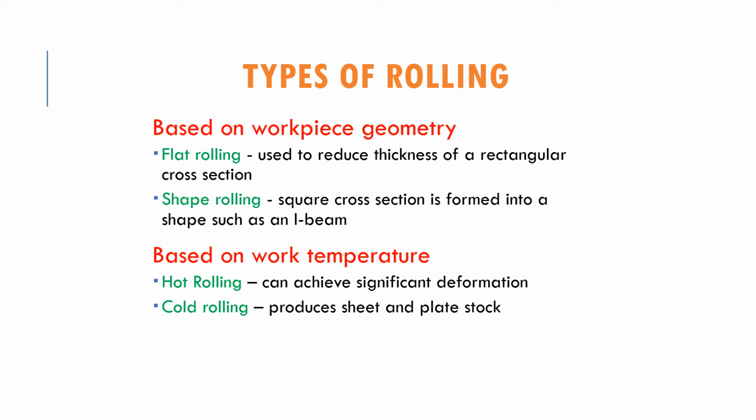In the workpiece geometry type, there are two. One is flat rolling, which is basically to reduce the thickness of a rectangular cross-section bar. Another one is shape rolling, where the square cross-section is formed into a certain shape like I-beam, U-beam, or railway bar shape. For the work temperature, it is produced via hot rolling or cold rolling.